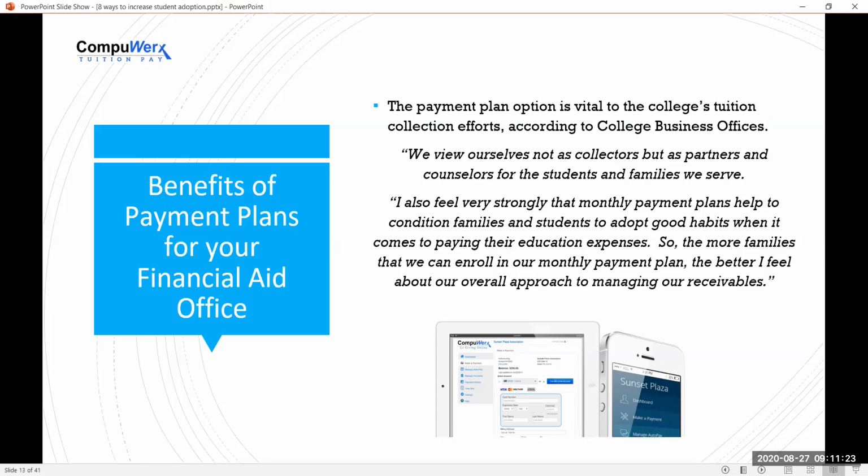Second, I also feel very strongly that monthly payment plans help to condition families and students to adopt good habits when it comes to paying their education expenses. So the more families that we can enroll in our monthly payment plan, the better I feel about our overall approach to managing our receivables. As you can see, payment plans have worked out for many schools.